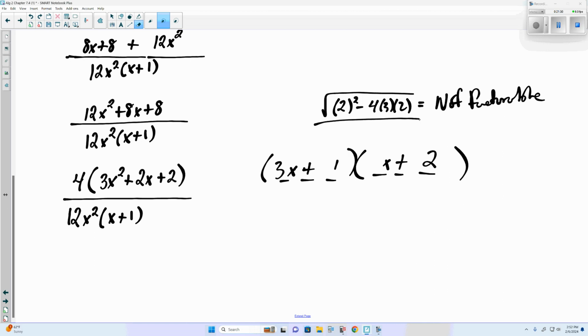Does that make sense? Because we could go through this setup and see 3x times 2 is 6x. 1 times x is plus x, giving us 7x. Not the middle term we wanted. I can switch the 1 and 2. 3x times 1 is 3x. 2 times x is plus 2x, giving us 5x. So the only 2 arrangements that we have, neither one of them works. But our square root of b squared minus 4ac told us that from the beginning. Does that make sense? So it's a way to skip having to check all of those steps.